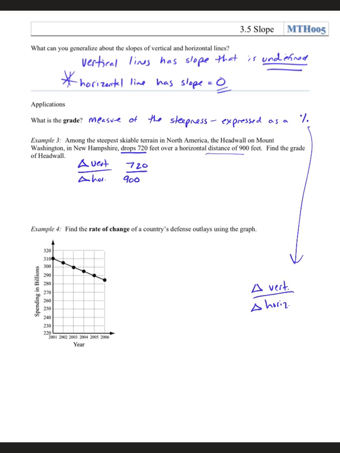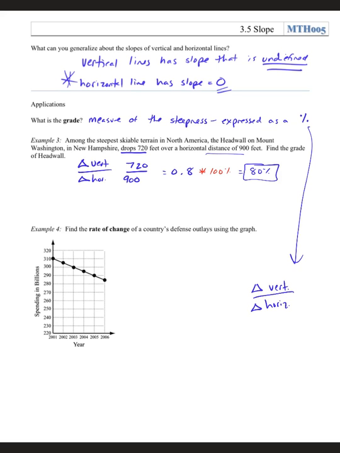Now, it's usually expressed as a percent. So what we want to do here is divide these two numbers. So we get 720 divided by 900, and this will give us an answer of 0.8. Now, remember back to Unit 2, to convert this to a percent, you'd move the decimal over 2 places, or we can think of this as multiplying by 100%, which would give us a grade of 80%. And if you're familiar with any kind of skiing, that is a very, very steep hill that you would be skiing down.